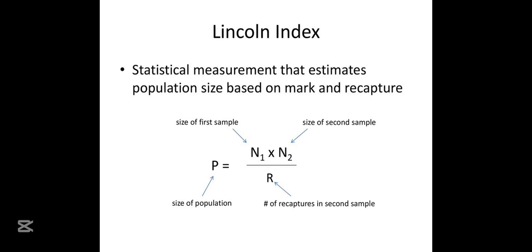Exactly. So let's say in our example, the researchers initially caught and marked 45 turtles. That's our M. Then in the second capture, they caught 50 turtles. That's our N. And out of those 50, 15 of them had the mark.